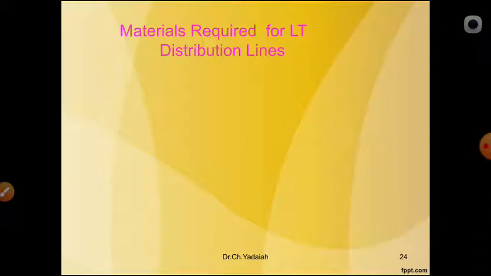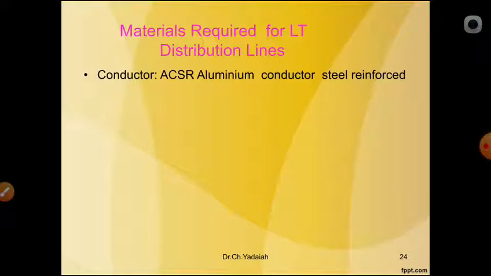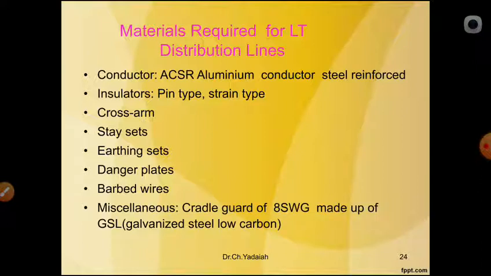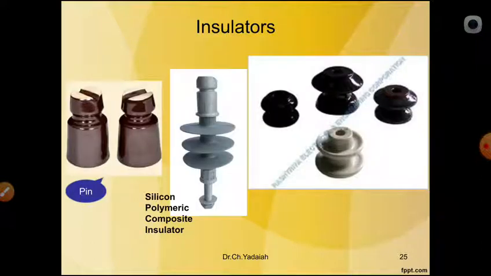Now let us do the materials required for LT distribution lines. What we have seen here is the conductor, the ACSR, aluminum conductor steel reinforced. Then insulators, pin type insulators and strain type insulators, cross arms, stay sets, earthing sets, danger plates and barbed wire for anti-climbing purposes, and miscellaneous items like a cradle guard if it is a crossing on a road or railway track. Then we can use the 8 SWG GI wire. So we require these things.